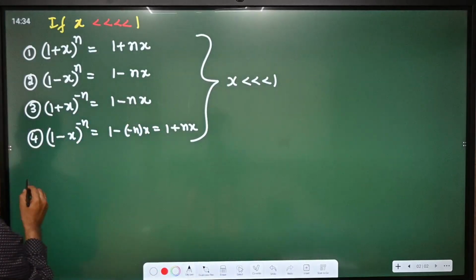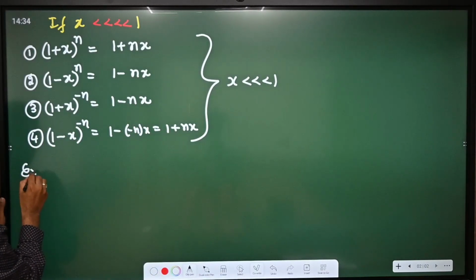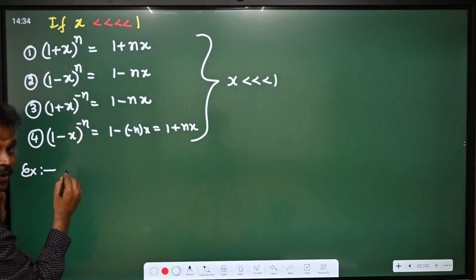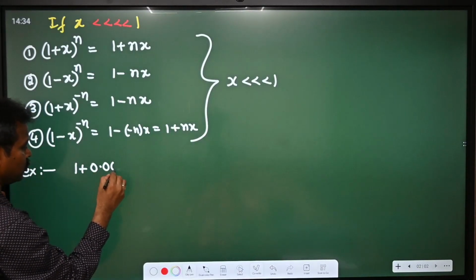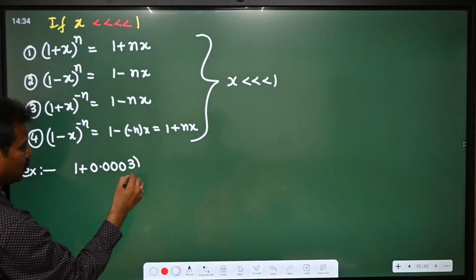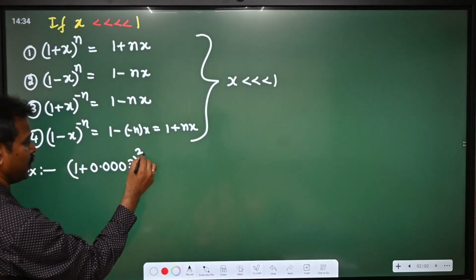For example, if you want to find out (1 + 0.0003)^2, this is one of the examples.